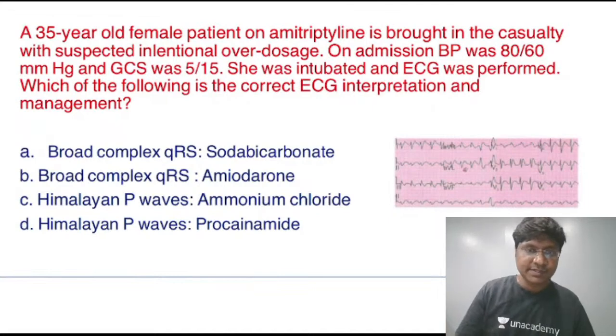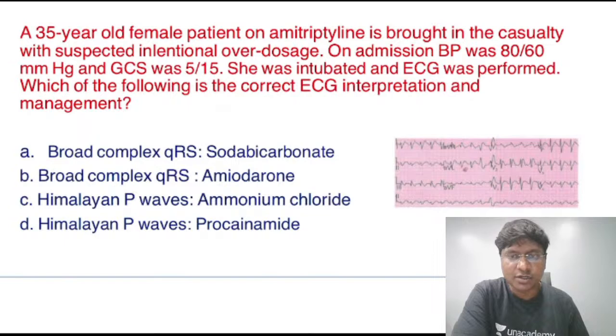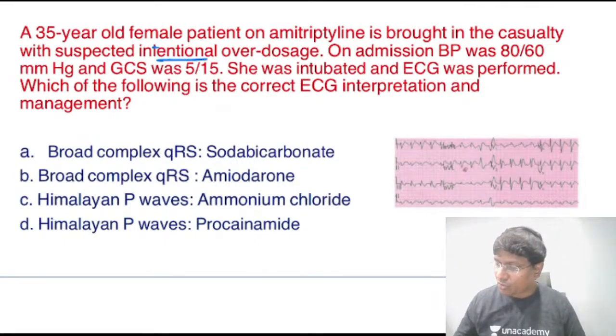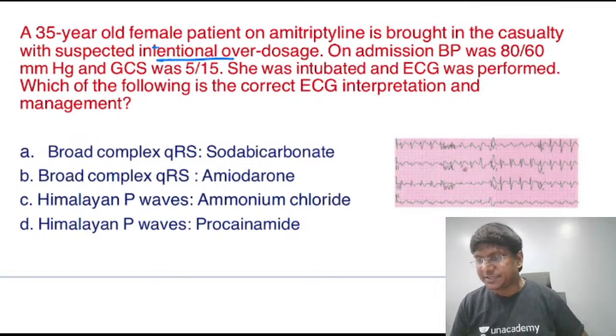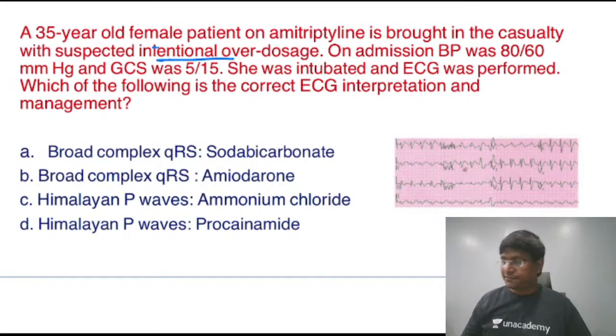Okay, so this patient, a 35-year-old female, is on amitriptyline. She is brought to the casualty with suspected intentional overdosage. On admission, the blood pressure is 80 by 60 millimeters of mercury, GCS 5 by 15. She was intubated and ECG was performed. Which of the following is the correct ECG interpretation and management of the patient? Very good. So what is it suggestive of?